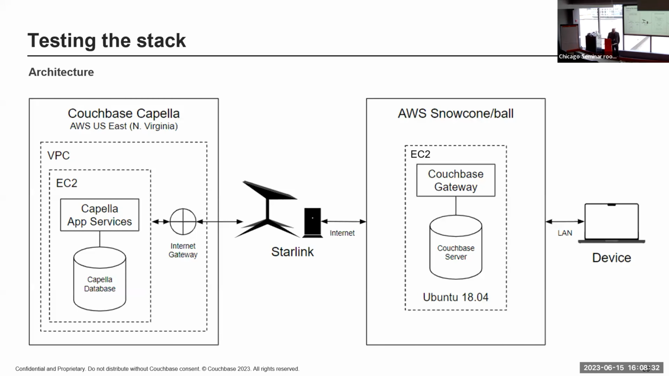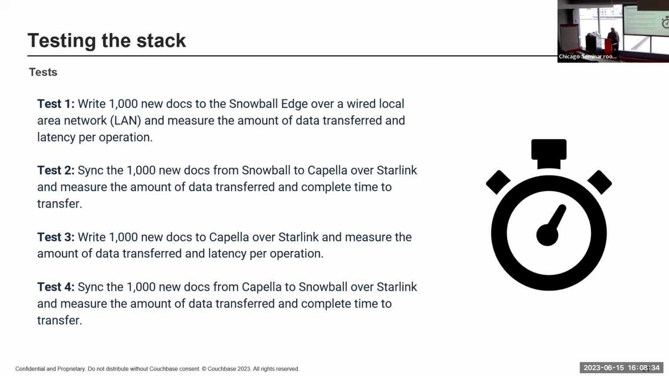So from there, we actually started conducting tests. We ran 4 tests essentially over a series of days. Essentially first, a write of 1,000 documents to the edge from the client, a sync of 1,000 documents from Snowball to Capella over Starlink, a write of 1,000 documents to Capella from the client, taking Snowball out of the equation, and a sync of 1,000 documents down from Capella to the Snowball device. So trying to really put our aperture firmly on what are the different connection points between these layers.